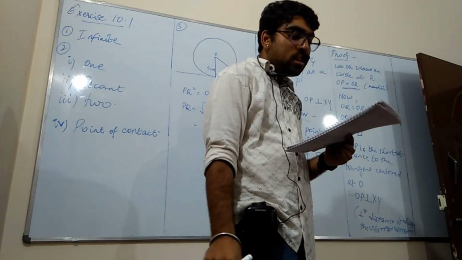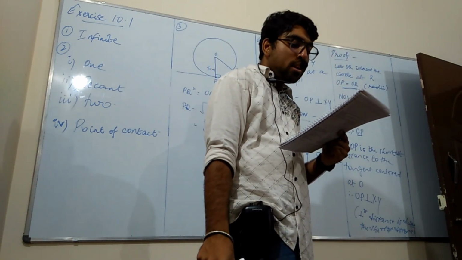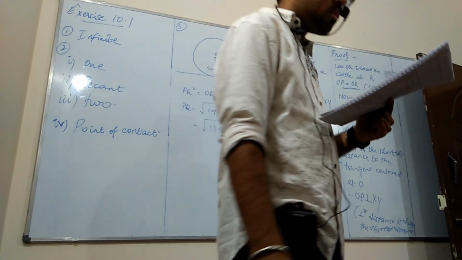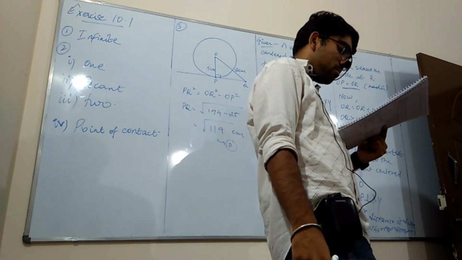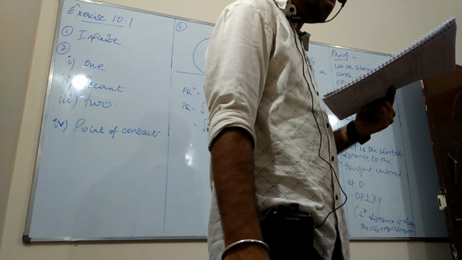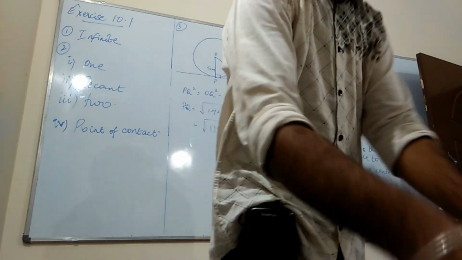Draw a circle and two lines parallel to a given line such that one is a tangent and the other is a secant to a circle. Very simple.